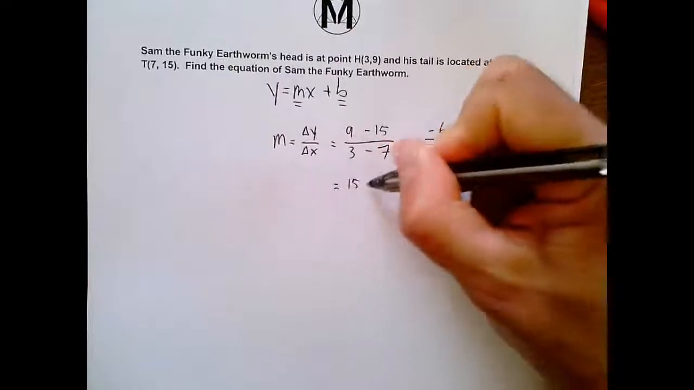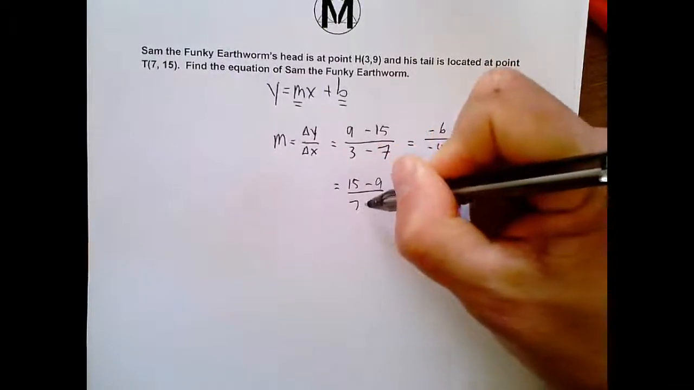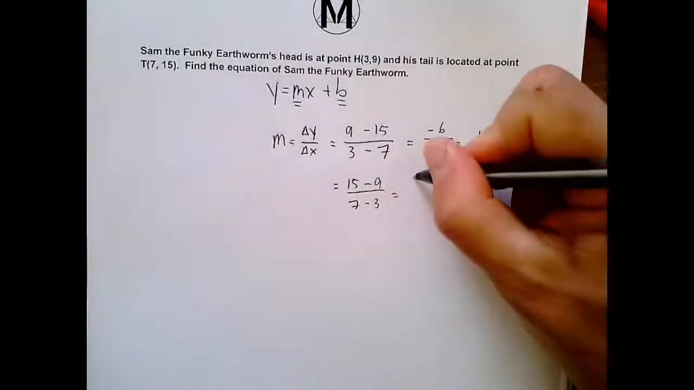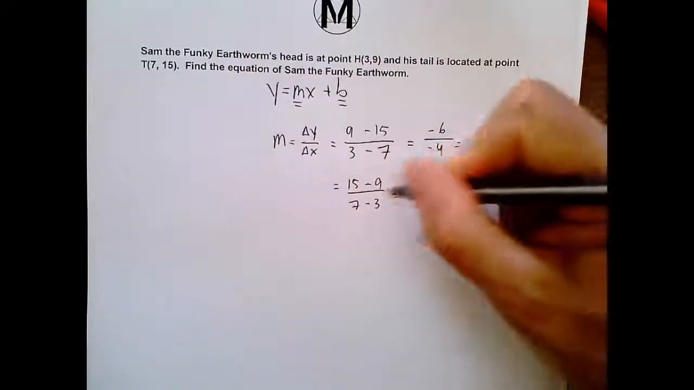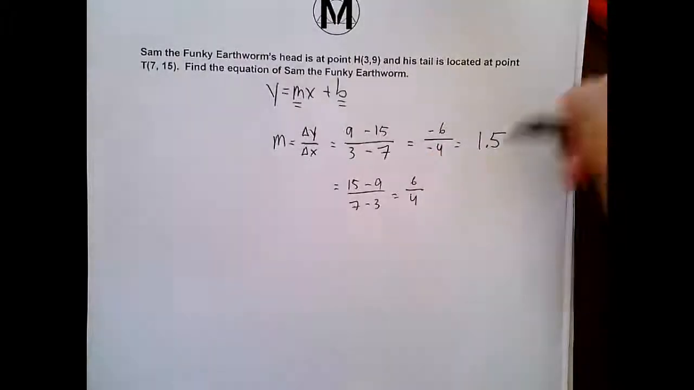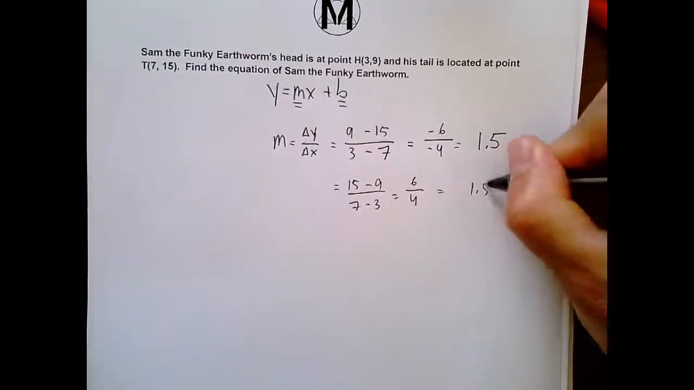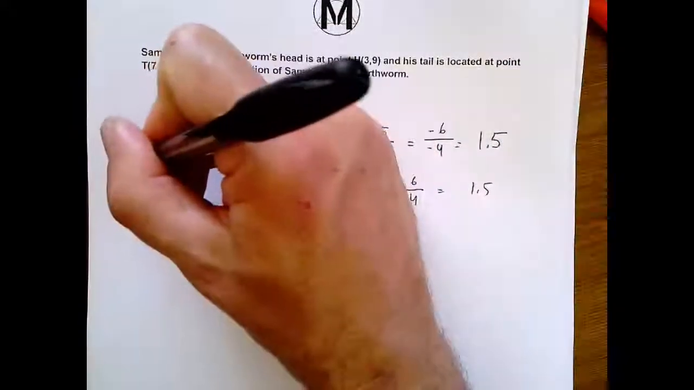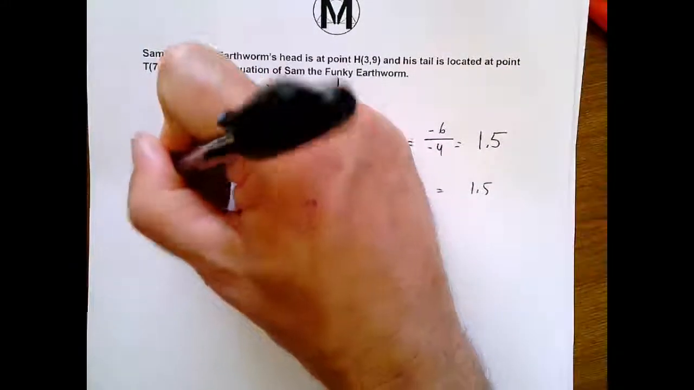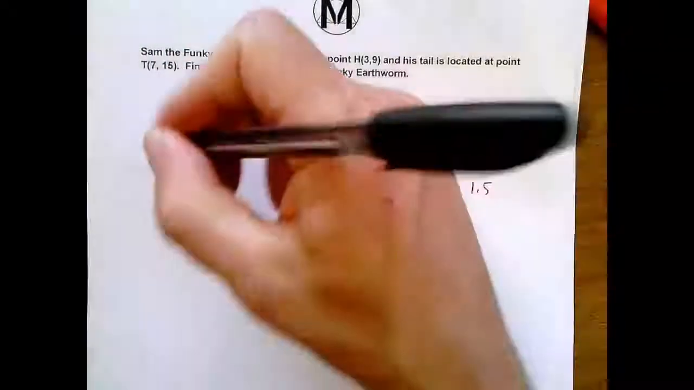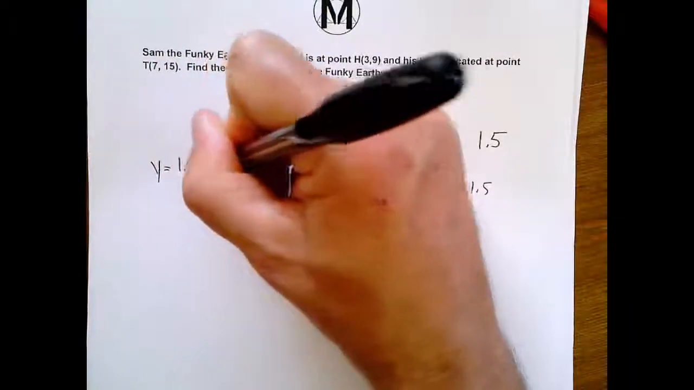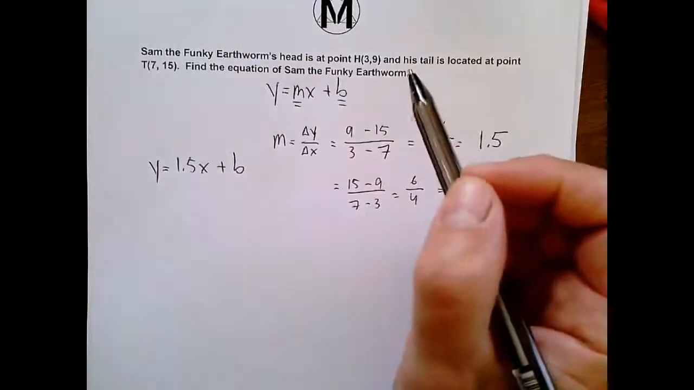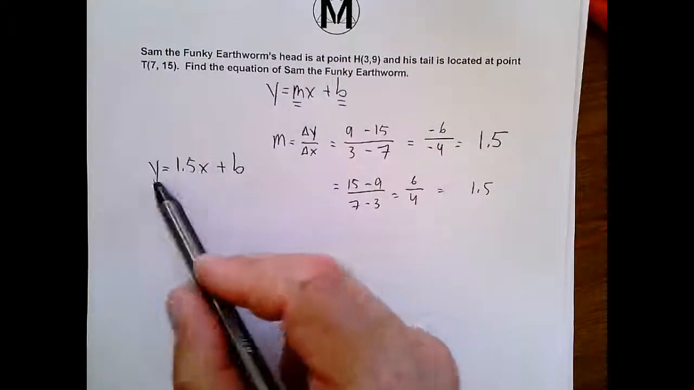You could have said 15 minus 9 over 7 minus 3. Okay, well 15 minus 9 is 6, and 7 minus 3 is 4. There you go. 6 over 4 is still 1.5. So anyway, as you like it. Okay, so we actually have part of our answer almost done. So far we have y equals 1.5x plus b.